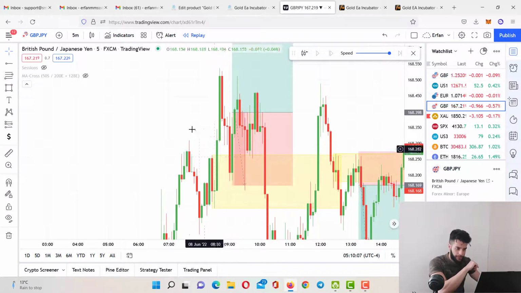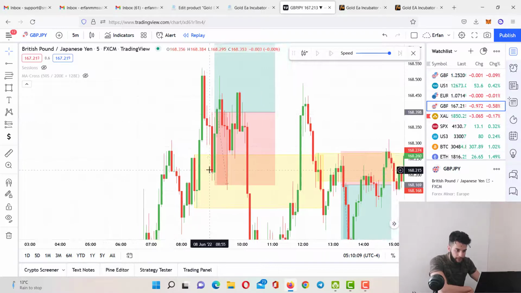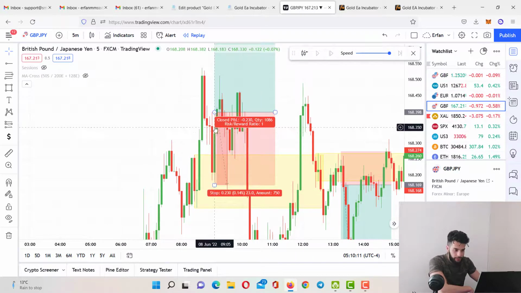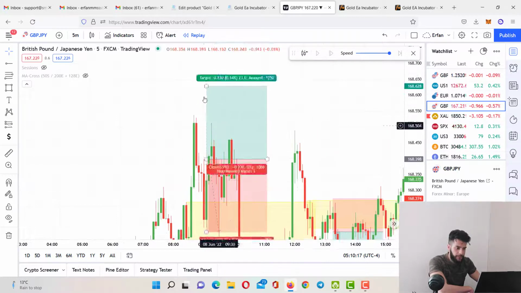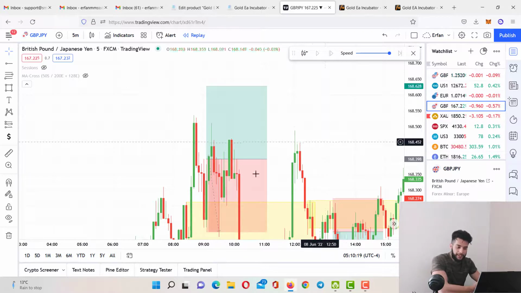We have a high probability demand zone. We have this candle that tapped into this level. We have this almost bullish engulfing candle. So let's say that my buy stop gets triggered here. My stop loss is here, my 1-to-1 is here, and then I get stopped out.